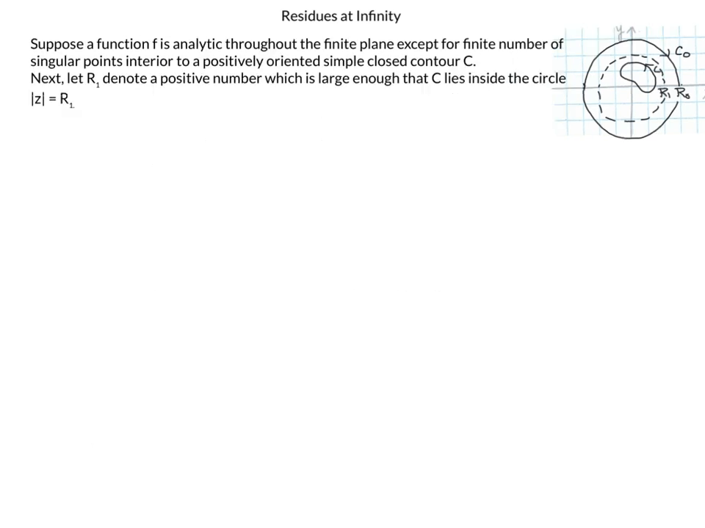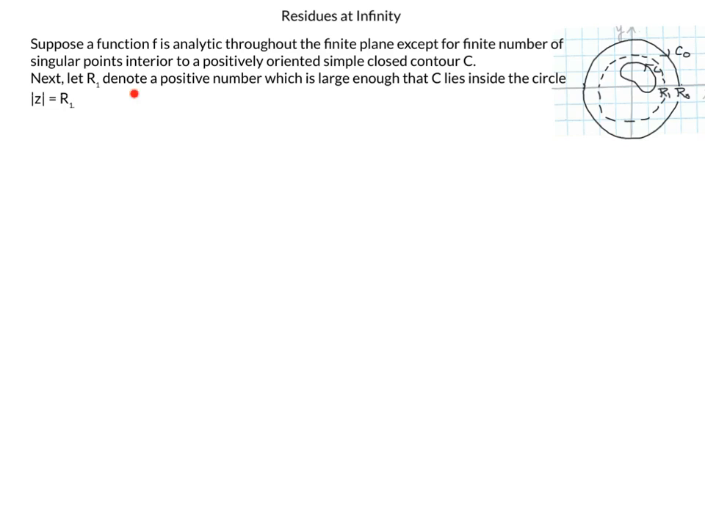We are going to start with the function f that is analytic throughout the finite plane, except for a finite number of singular points interior to a positively oriented simple closed contour. In our picture here, here's our closed contour C. So inside, there might be some singular points, but there's only a finite number of them. Everywhere else, our function is analytic, everywhere else outside C.